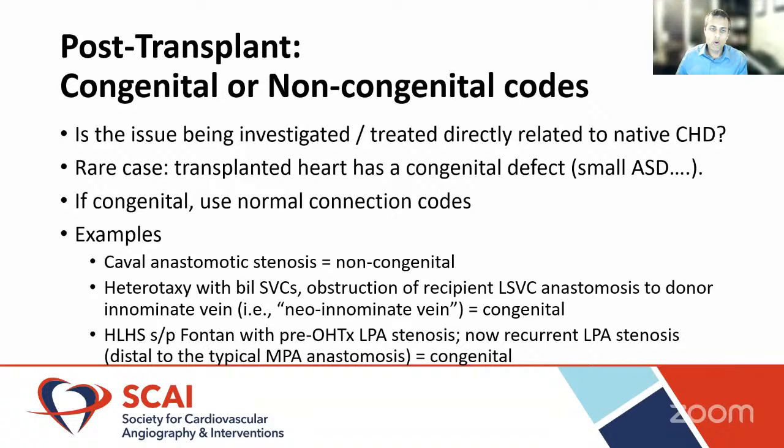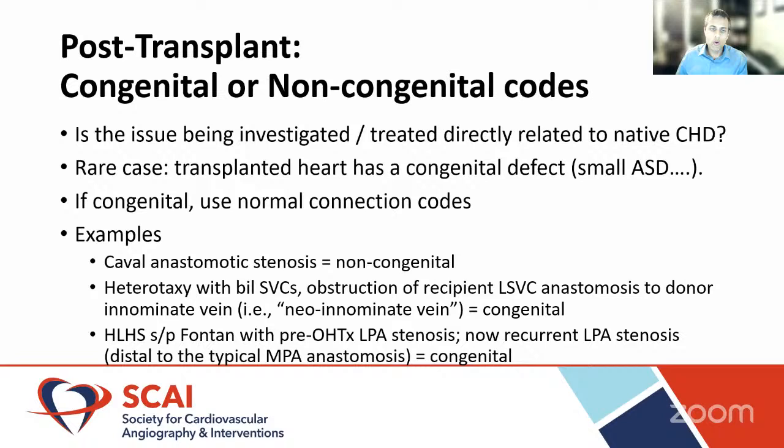An example: I had a patient with heterotaxy and bilateral SVCs. The surgeons basically built a neo-innominate vein. They took the left SVC, sewed it to the donor innominate vein, and that was incredibly stenotic. The kid was symptomatic from it. I did a cath, but had to dilate and stent that. That was related to his congenital heart disease. I will say those subsequent caths, now that that's been dealt with, when I take him back to the cath lab just to do the routine right heart cath and biopsy, I use the non-congenital right heart cath codes. I only use the congenital one for those caths where I was dealing with that residual congenital issue.